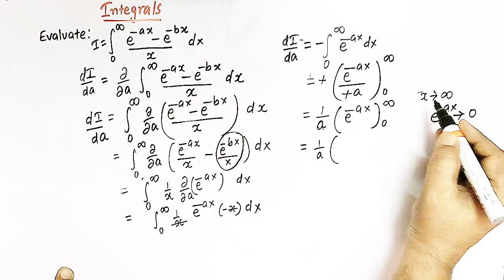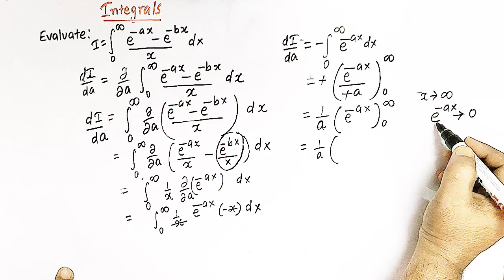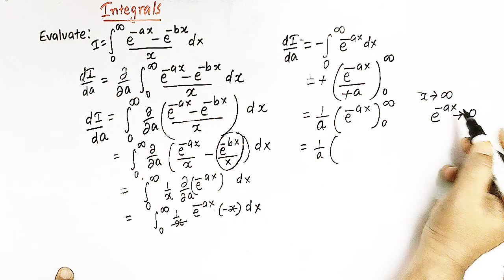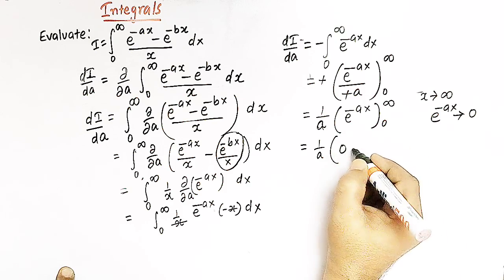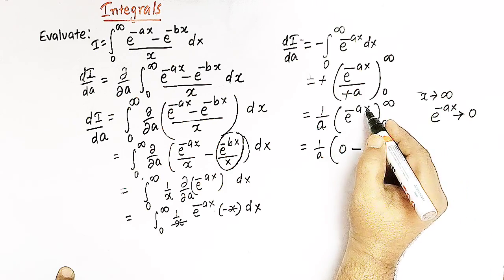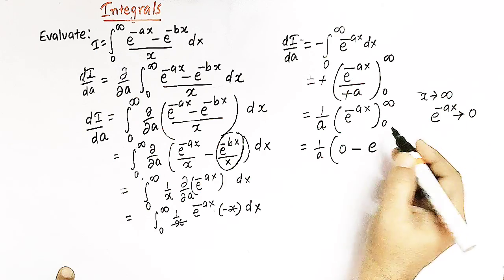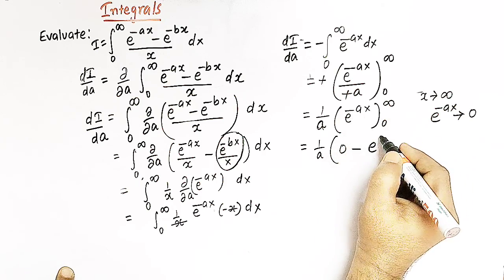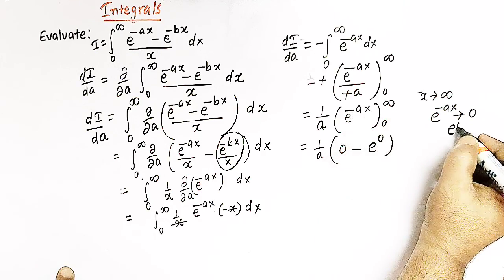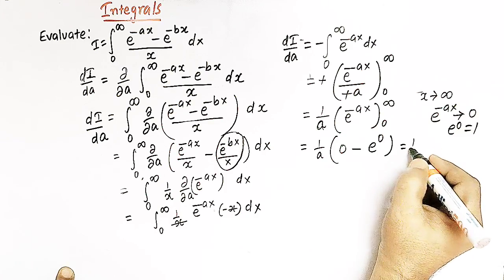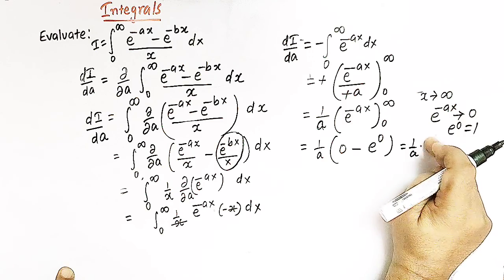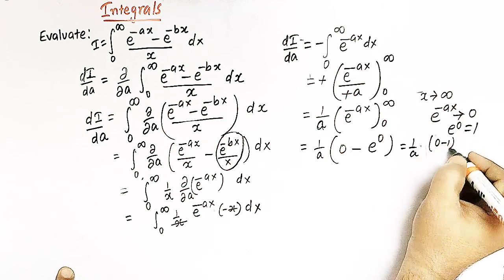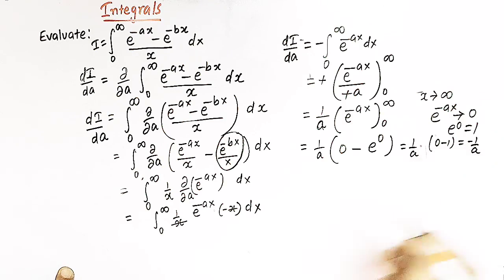Because here when x tends to infinity, then we have e raised to minus infinity, and e raised to minus infinity tends to 0, right? So now here we have 0, and then we take x is equal to 0. So here we have e raised to minus a times 0, that is 0, and e raised to 0 is 1. So we have 1 over a times e raised to, here we have simply 0 minus 1, that is minus 1 over a, right?